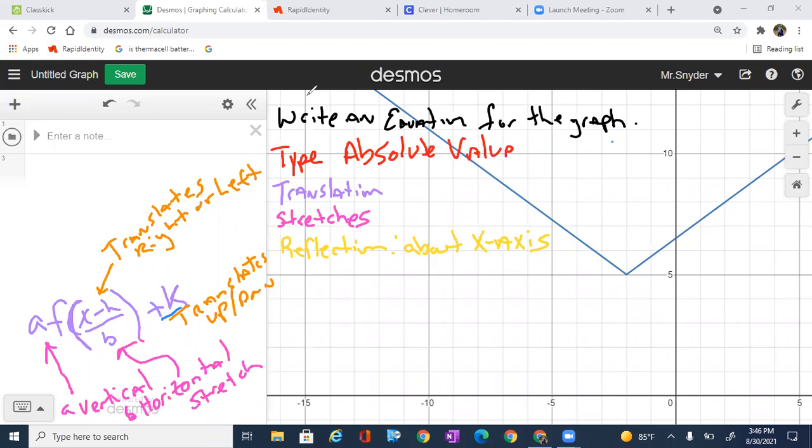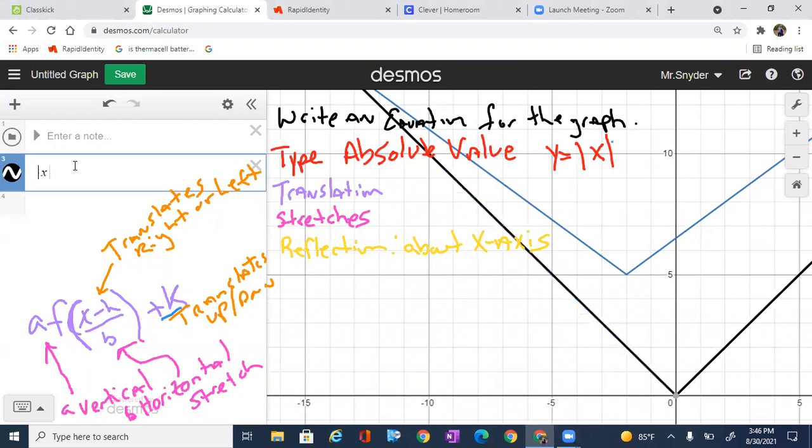And I know that when we have an absolute value, the equation is going to have the form y equals the absolute value of x, and that is the parent function. So I'm going to come over here and type in y equals the absolute value of x, and you can see that it takes that same form.